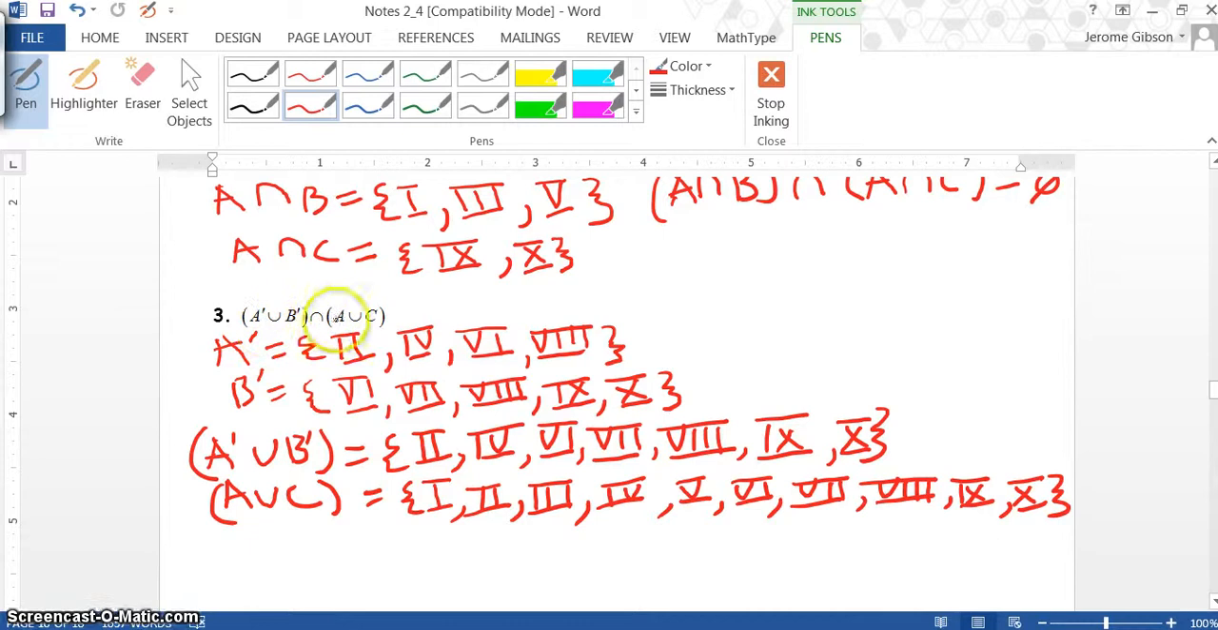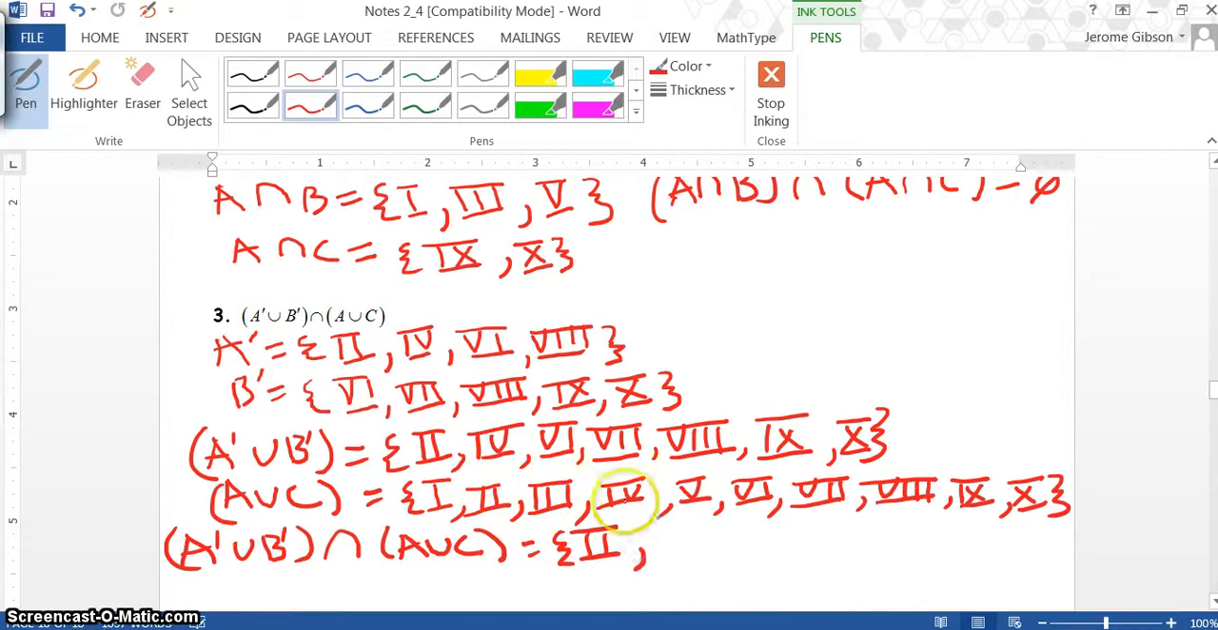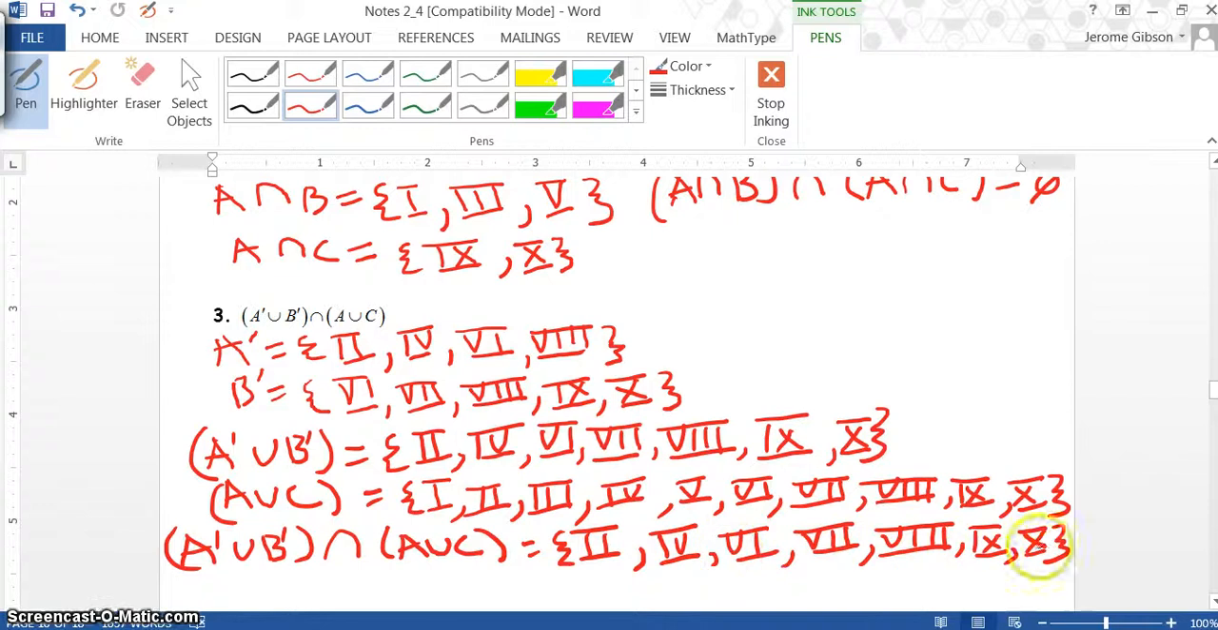Now, we want to intersect these values. So we will have A complement union B complement intersect A union C. Now if we look here, all the values that match up, we will have 2, 4, 6, 7, 8, 9, and also 10. And this is our final answer.